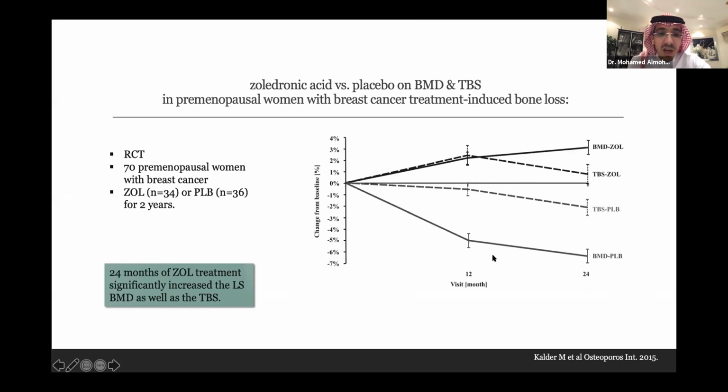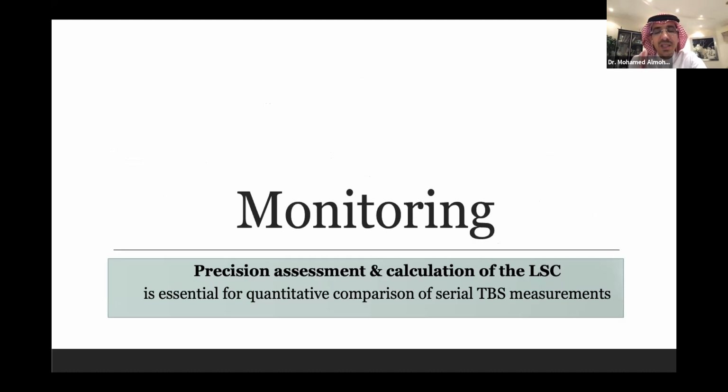So zoledronic acid treatment, in this study 4 milligrams every 6 months, significantly increased the lumbar spine BMD and also the TBS values. So it will preserve the bone and will counteract the effect of the aromatase inhibitor. So that's in general in regard of secondary osteoporosis.